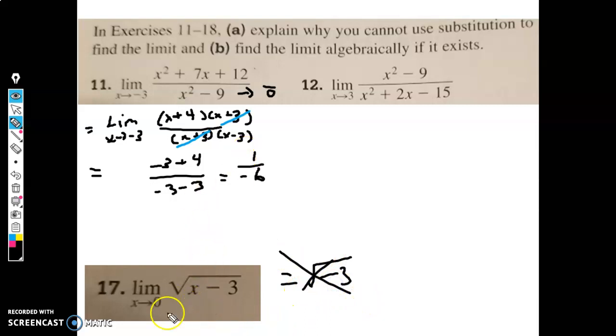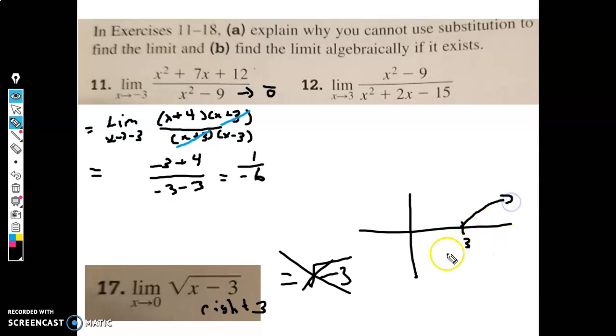All right, and so when a factor doesn't cancel, let me graph what this looks like real quick. So remember what the square root function looks like. Okay, it's shifted right 3 because of this minus 3. So you're like right here at 3. The square root function is going to kind of go like that.